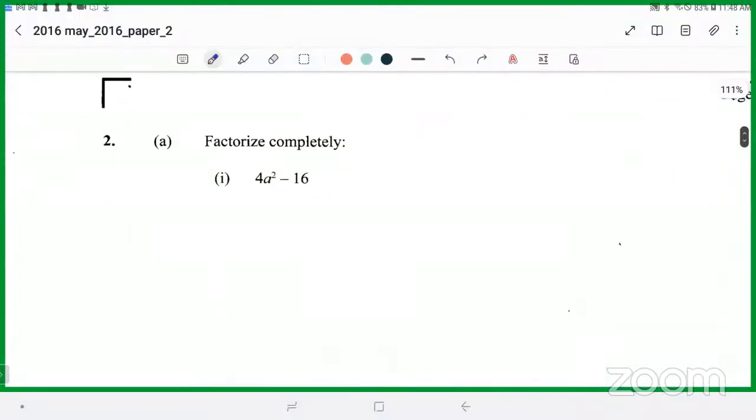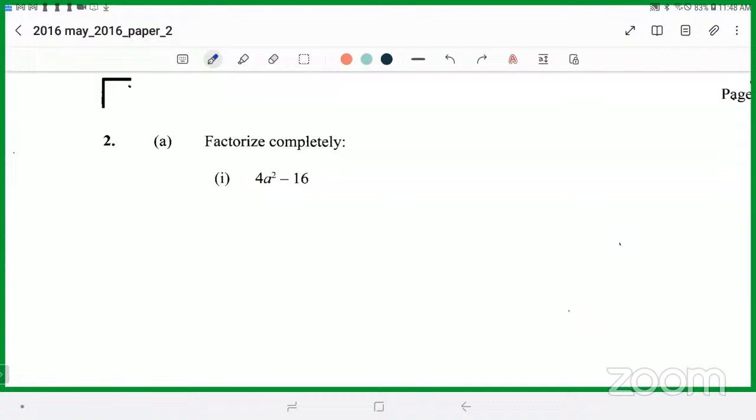This first one is to factorize this. That's the difference of 2 squares, guys. Remember, you have to factorize it completely. Now, firstly, there's a common factor of 4. So you always want to look for your highest common factor first, if there's any.